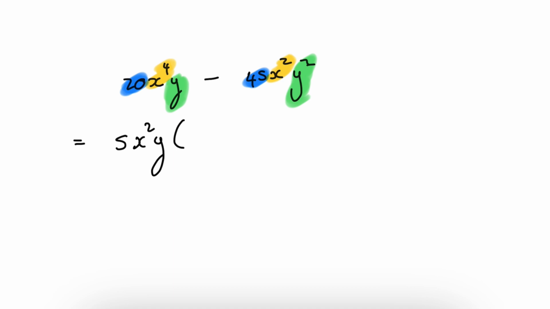Now let's see what's left. If I take out a 5 from the 20, it'll leave me with 4. If I take out 2 x's, it'll leave me with 2 x's. If I've taken out the y, the y is gone. Now by the second term, I've taken out 5, which leaves me with 9. I've taken out 2 x's, which means I've removed all of them. And I've taken out a single y, which leaves me with 1 y. All right, and that is factorized. I've taken out the most amount of common factors. There's no more factors to remove from each of these terms, which means this is your final answer.